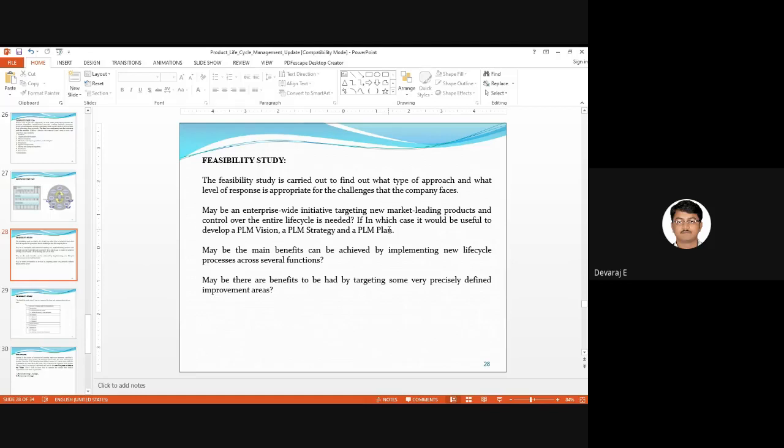So strategy is nothing but how to complete the task. What type of method they are going to use, what type of approach they will be using, which type of technology, which type of machines they will be using. Those are called strategies.